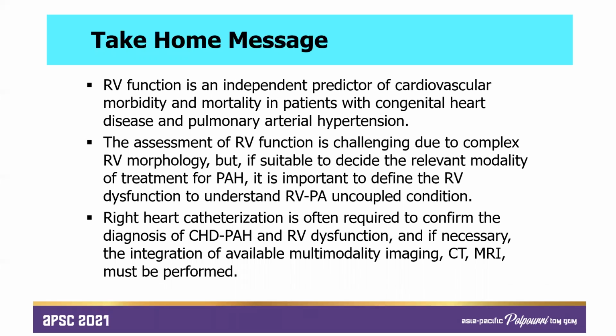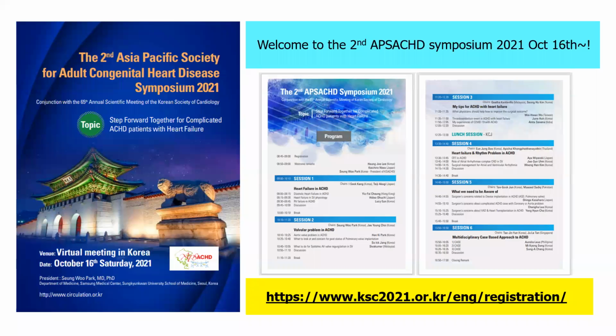My conclusion is that RV function is an independent predictor of cardiovascular morbidity and mortality in patients with congenital heart disease and pulmonary artery hypertension. The assessment of RV function is challenging due to complex RV morphology, but to decide the relevant modality of treatment, it is important to define the RV dysfunction to understand the RV pulmonary artery coupled and uncoupled condition. Right heart catheterization is often required to confirm the diagnosis, and if necessary, integration of available multimodality imaging must be performed. Thank you so much.